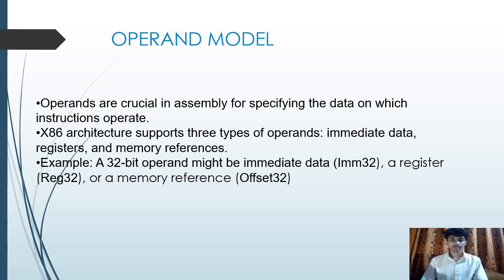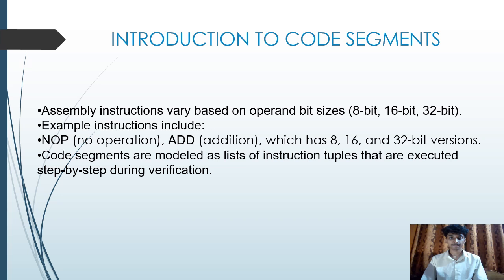Operand model. Operands are crucial in assembly for specifying the data on which instructions operate. x86 architecture supports three types of operands: immediate data, registers, and memory references. Example: a 32-bit operand might be immediate data, or a register, or a memory reference.